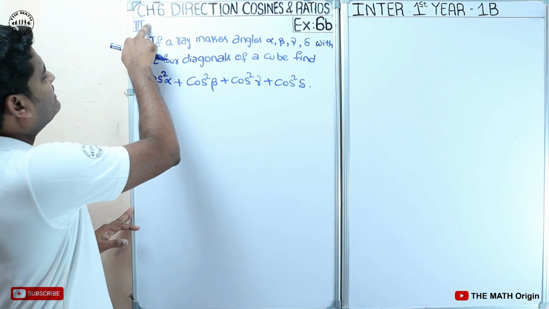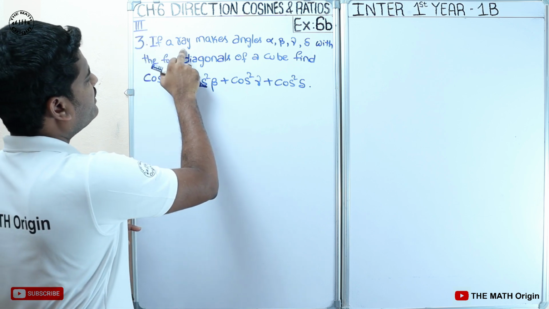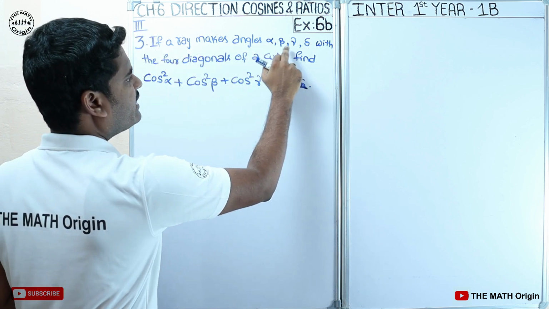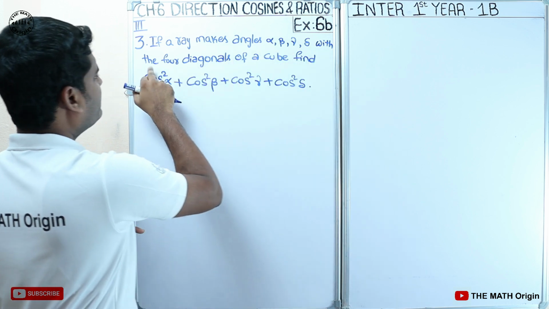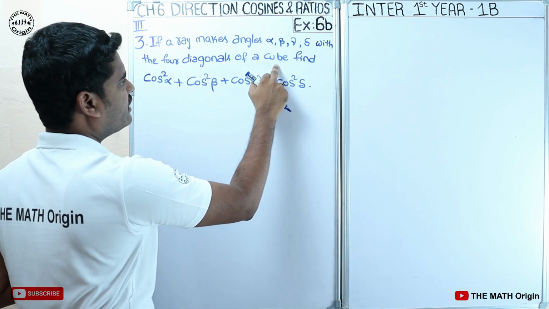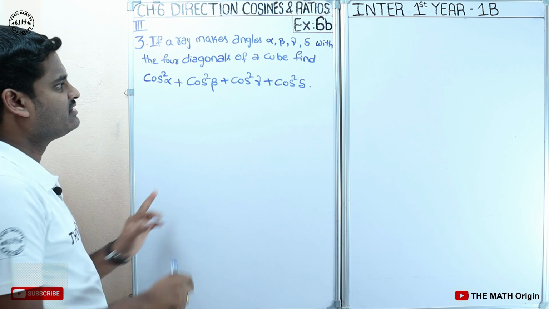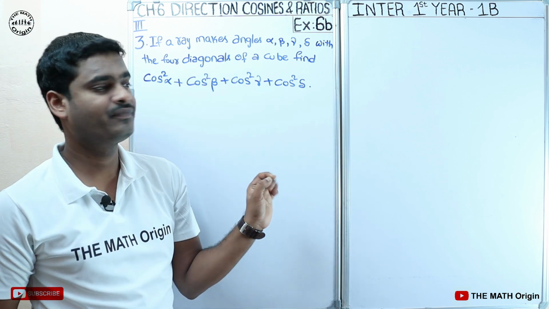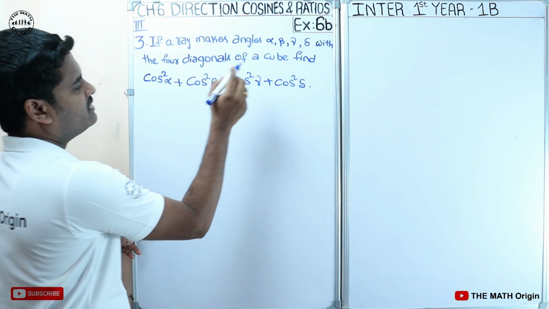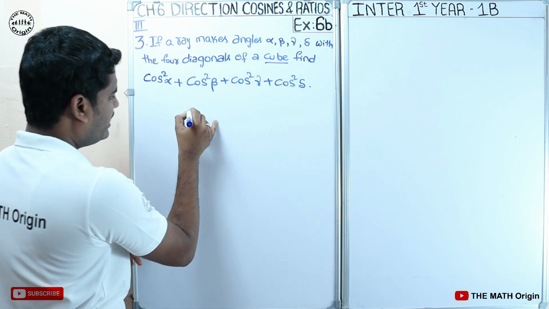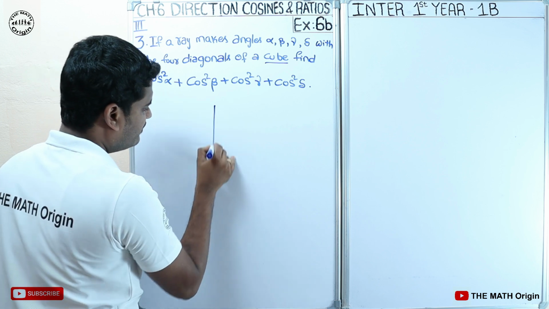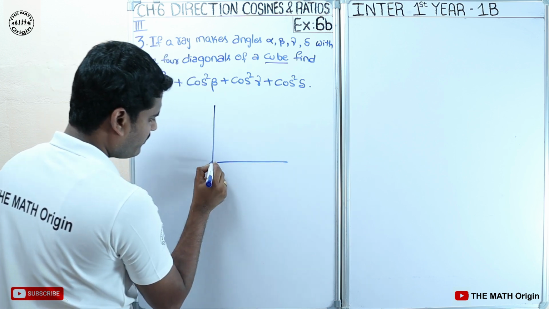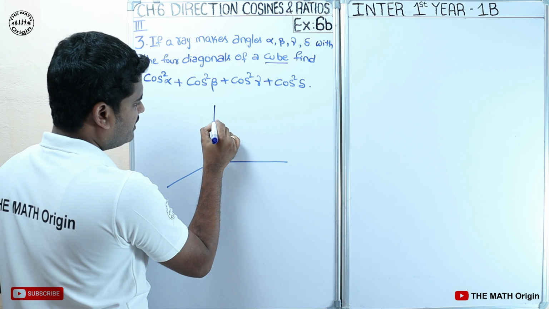Third question from the third section. If a ray makes angles alpha, beta, gamma, delta with the four diagonals of a cube, find cos square alpha plus cos square beta plus cos square gamma plus cos square delta. They mentioned it's a cube, so let's draw a diagram which represents it in 3D form.